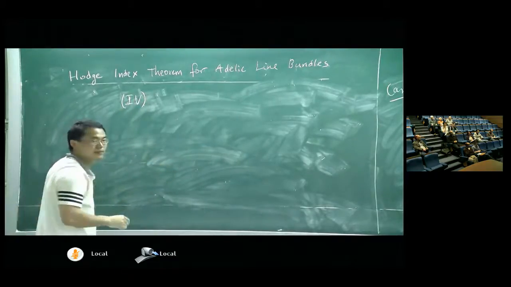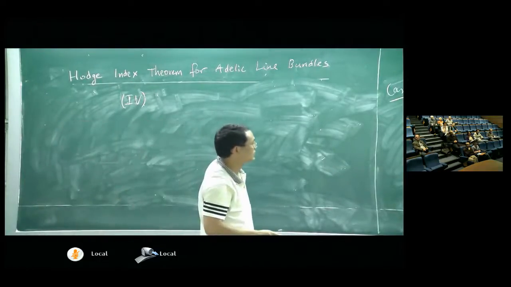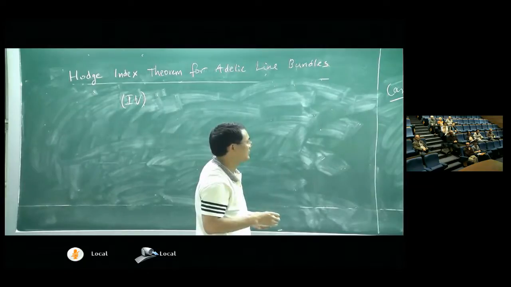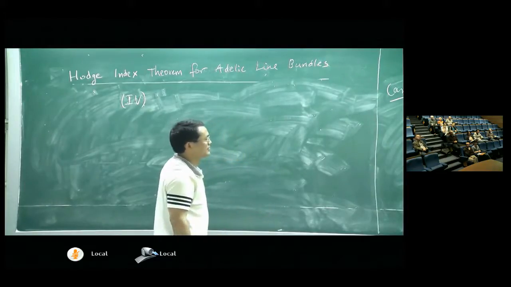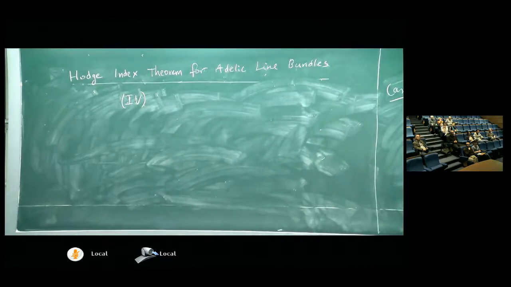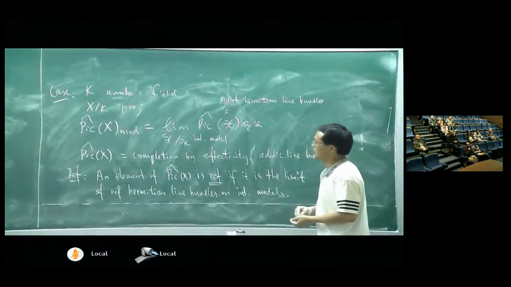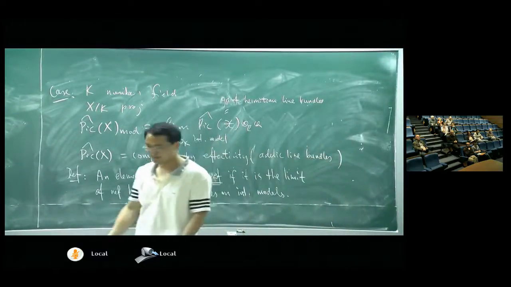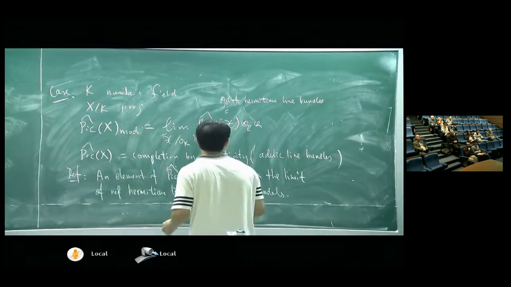How do you understand this Pic here? It's like each sequence has a local Pic at each place plus some global condition. Do they have a similar interpretation as before, a line bundle plus a metric? Yeah, you do have this interpretation.